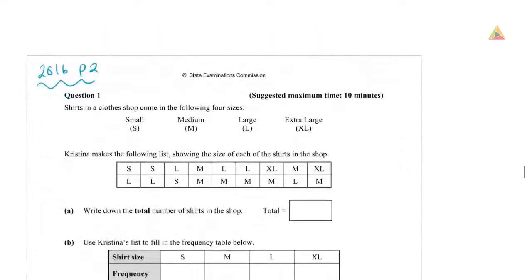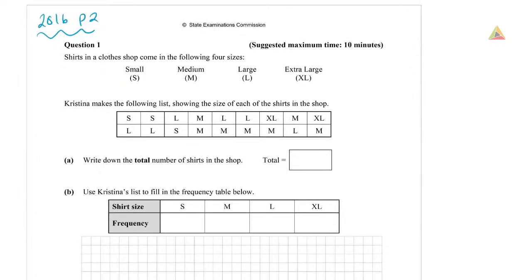So the next one is 2016 paper 2 question 1. Shirts in the clothes shop come in the following 4 sizes: small, medium, large and extra large. Christina makes the following list showing the size of each of the shirts in the shop. Write down the total number of shirts in the shop. So what you need to do is add up all of those sizes together. So we've 1, 2, 3, 4, 5, 6, 7, 8, 9, 10, 11, 12, 13, 14, 15, 16, 17, 18. We have a total of 18 there. So you literally just add them all up.